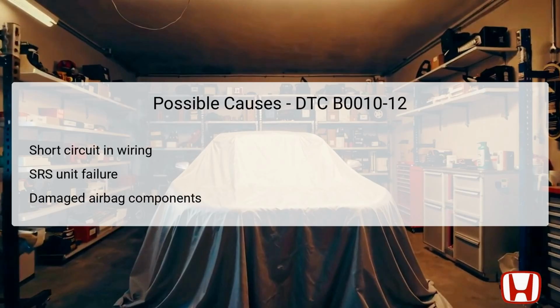Several potential causes may lead to DTC B0010-12, including a short circuit in the electrical wiring connected to the front passenger's airbag. A short circuit occurs when electrical current flows through an unintended path, which can lead to erroneous signals in the SRS unit. Additionally, a failure in the SRS unit itself could result in the improper readings that trigger this fault code.